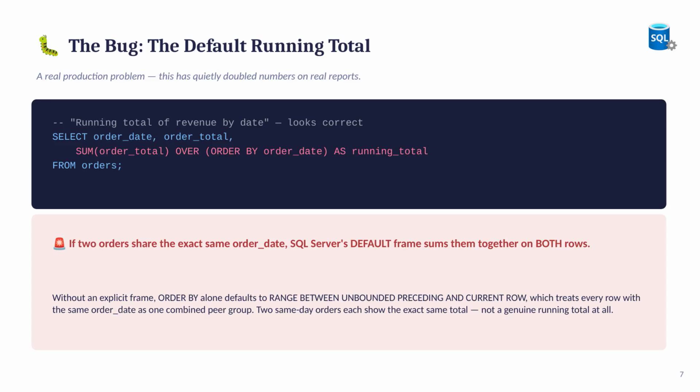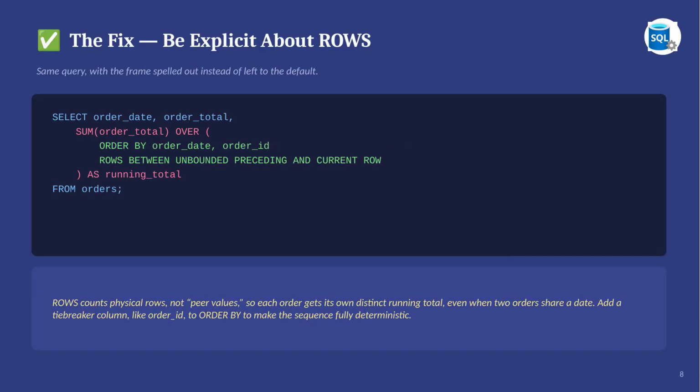It's silently wrong, and it will pass every casual glance at the output, right up until someone tries to reconcile it against the actual bank deposit for that day. Here's the fix, and it's honestly just 2 extra lines. Same query, but now with the frame spelled out explicitly instead of left to SQL Server's default behavior, ORDER BY order date, then order ID as a tiebreaker, ROWS BETWEEN UNBOUNDED PRECEDING AND CURRENT ROW.